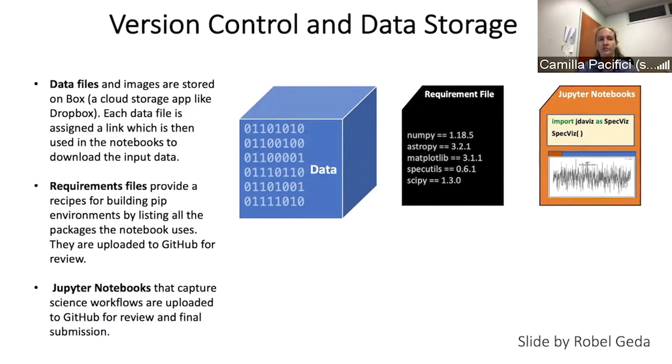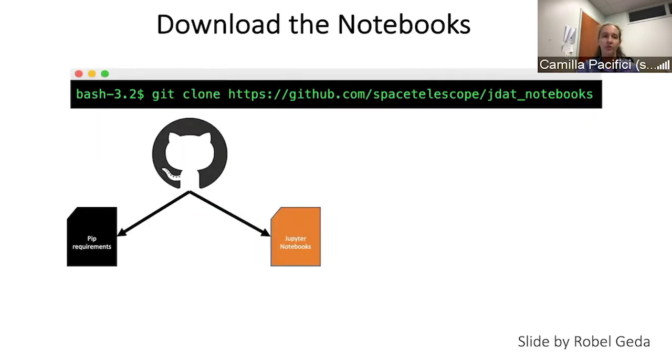These are version controlled, so they live on GitHub. The data files live on a cloud, so they can be downloaded directly through the notebook. You don't have to go somewhere else and get your data to be able to use the notebook. These notebooks come with their own data. And together with the Jupyter Notebook and the data files, you get the requirements file. That is a list of all the packages that you need to work with each of the notebooks. So how do we do that?